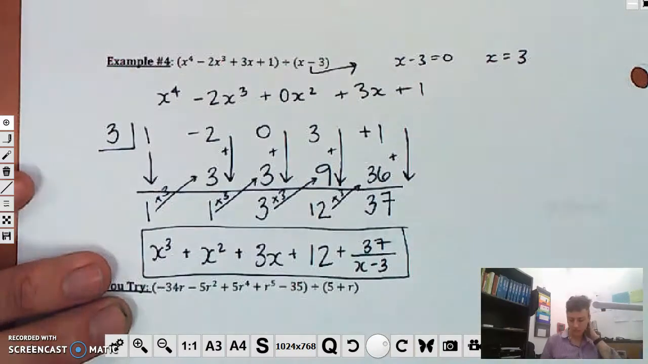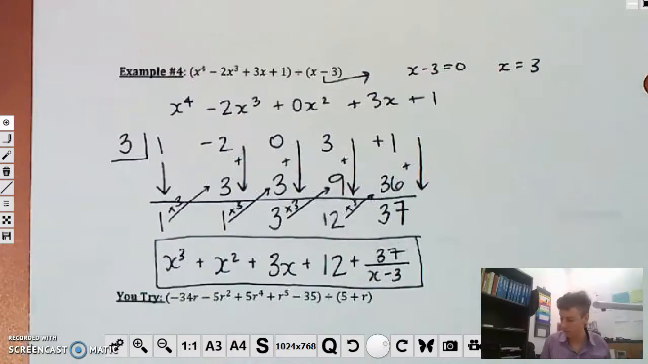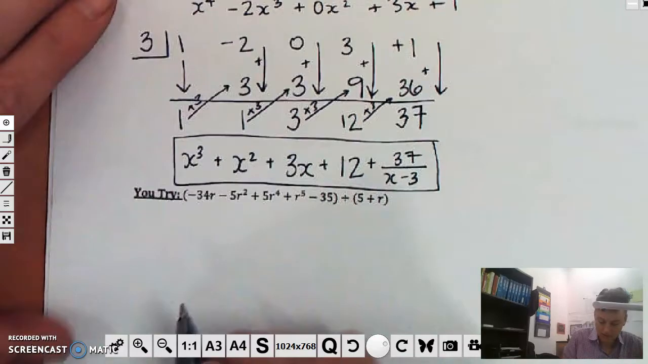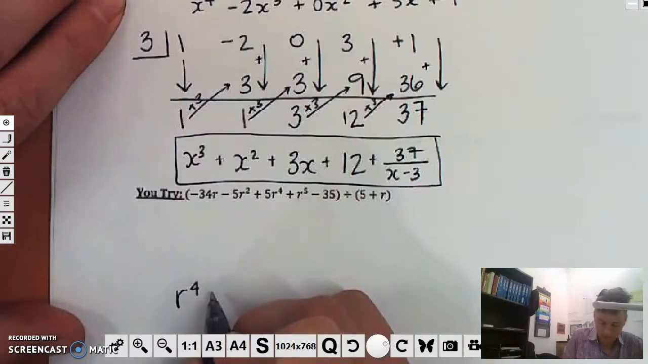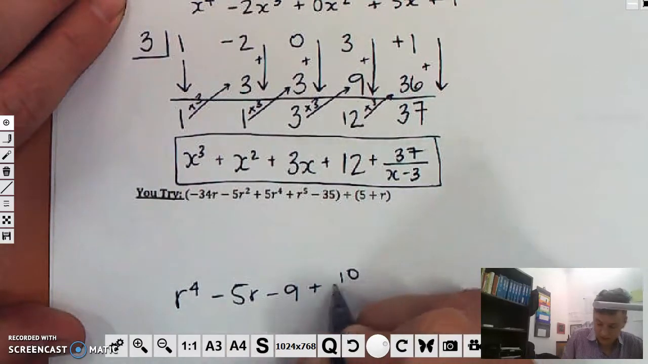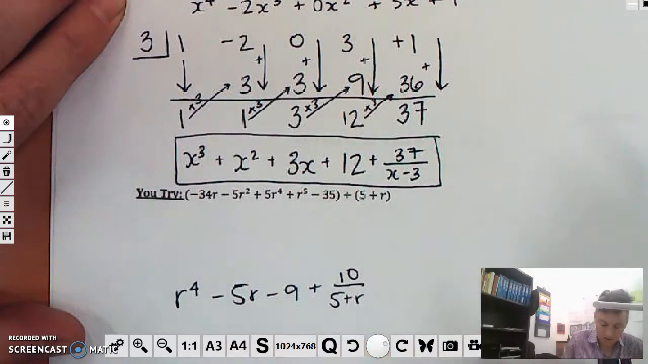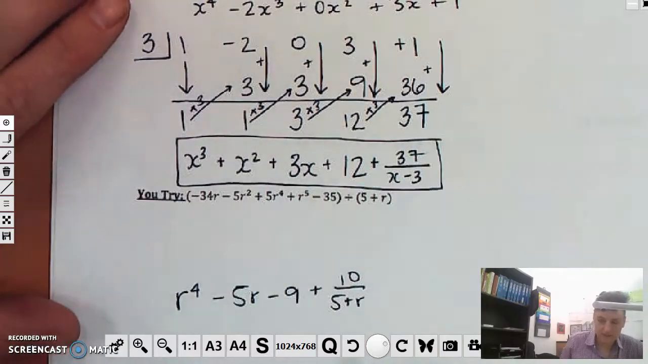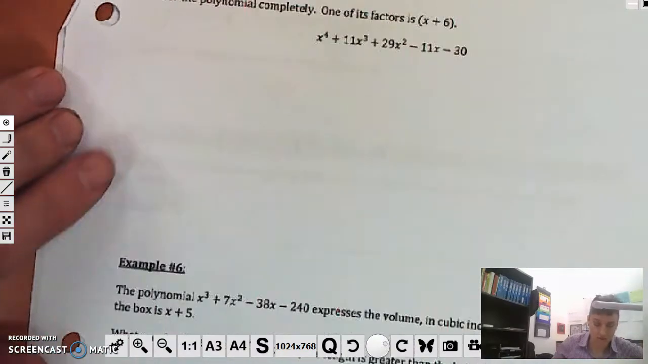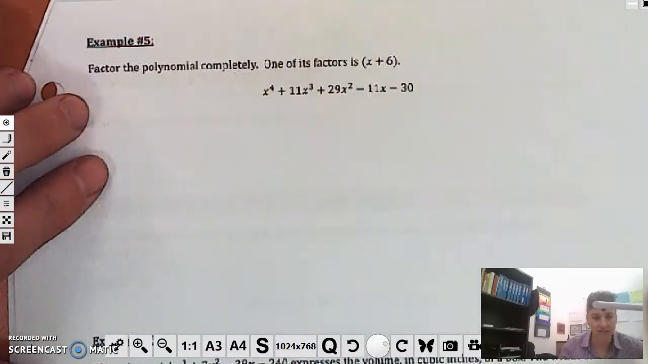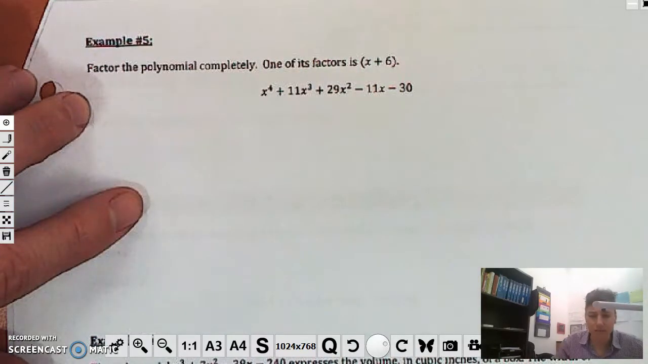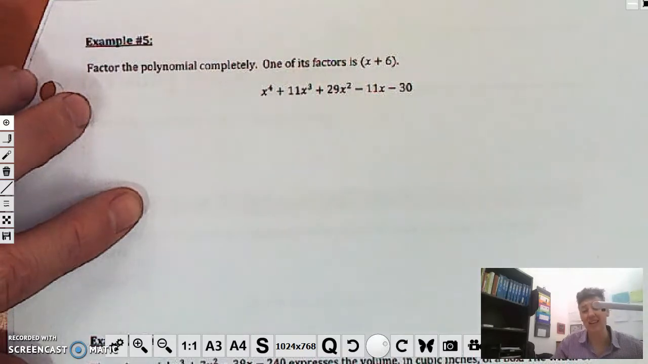Nicely done. All right, we're going to skip the you try. You are welcome to try. You should get a final answer of r to the 4 minus 5r minus 9 plus 10 over 5 plus r, if you do all that correctly. Cool. Let's go to example number 5. It says factor the polynomial completely. One of its factors is x plus 6. We're going to use synthetic division again.